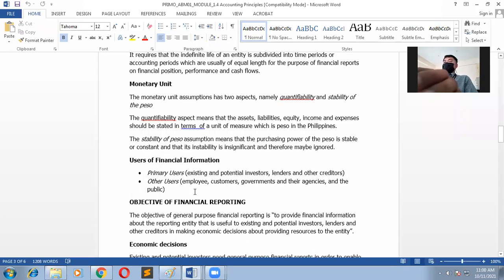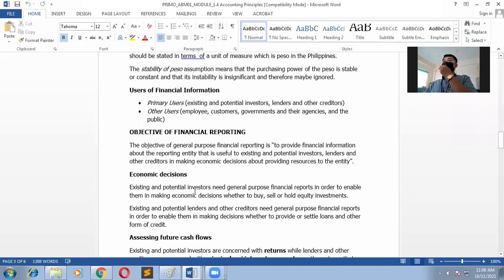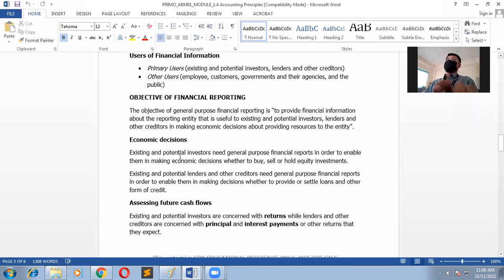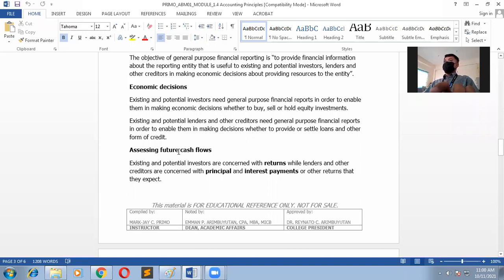Aside from the underlying assumptions, we have identified the objective of financial reporting, which is the same as the basic purpose of accounting, which is to provide financial information about the reporting entity. We do have economic decisions for investors. They really want to know whether to buy, sell, or hold their equity investments in the company. While the lenders and other creditors would like to have information about the reporting entity for their decisions whether to provide or settle loans and other forms of credit.